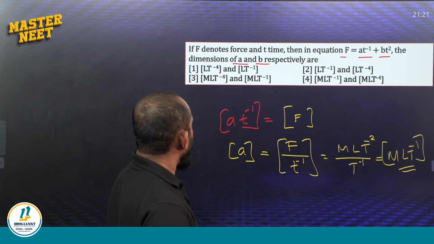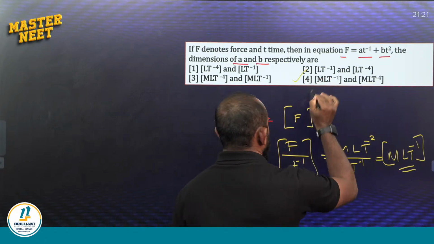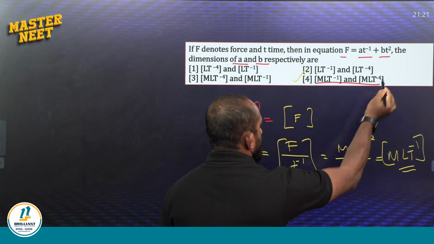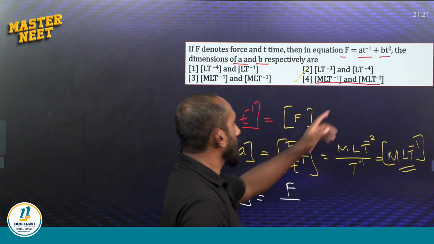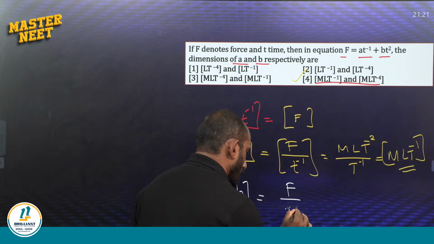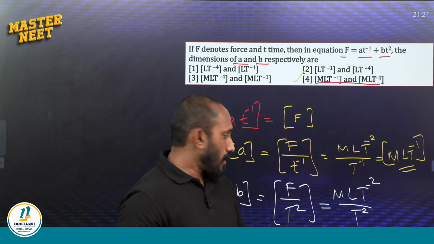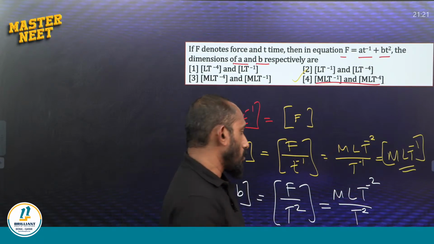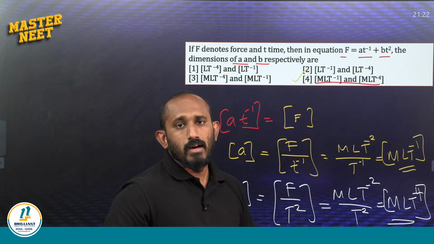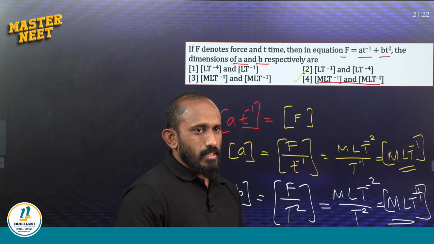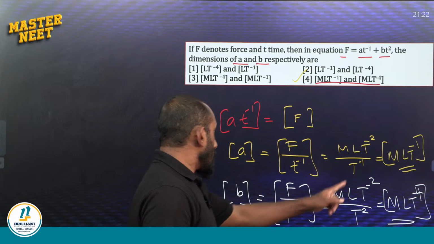Check for A: only one option is there, M L T raised to minus 1. If you got that answer, please check with B also. What will be for B? The dimension of B will be equal to the dimension of F by T square, since B into T square is there. So it will be M L T raised to minus 2 divided by T raised to 2. Taking T raised to 2 to the numerator, it becomes T raised to minus 4. So it will be M L T raised to minus 4. Same answer is there. Option 4 is the correct answer. Hope all of you got it.